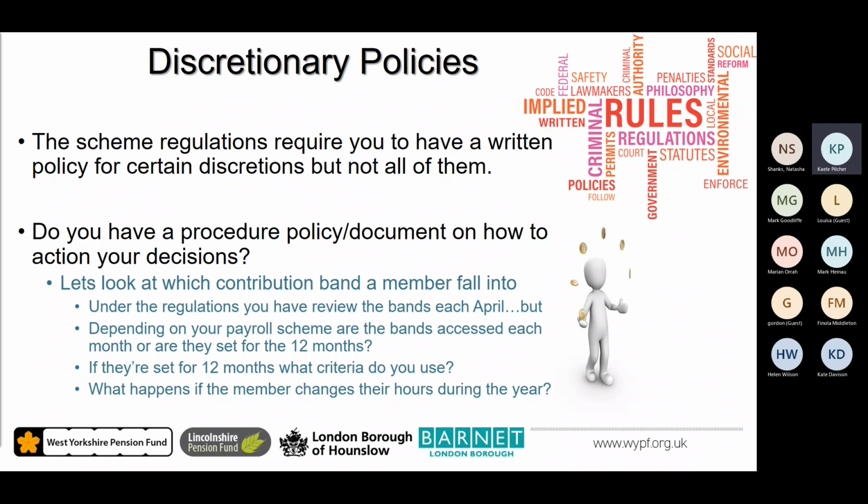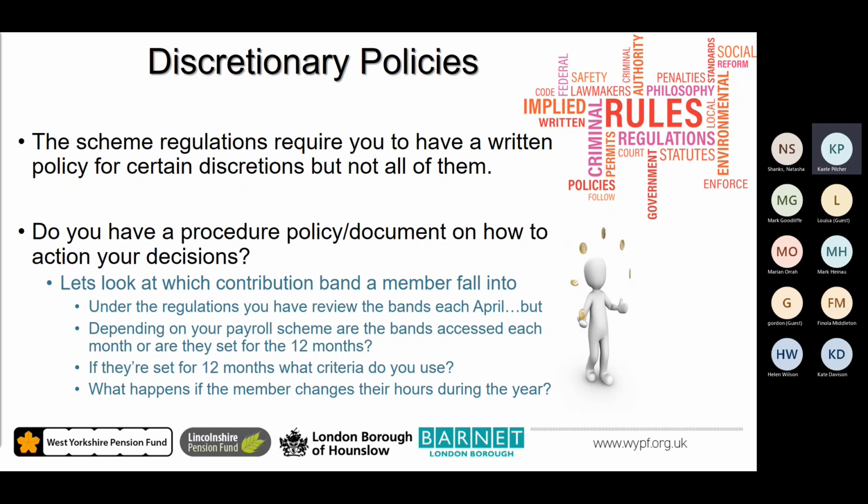Now, if you use the monthly assessment, then you may have some people who, because of several months' worth of back pay, have gone from one band to the next band up just for that one month. And after the pay award has been paid, they will drop back down to the lower band. How are you going to treat those people? Those are the sort of things you need to be putting into a document so that you've got an idea of how you're going to treat people.